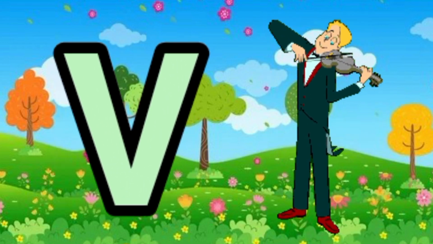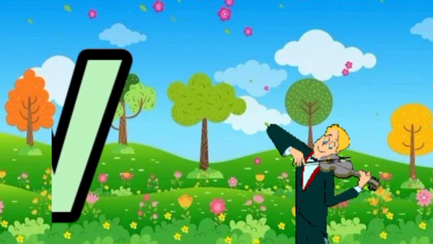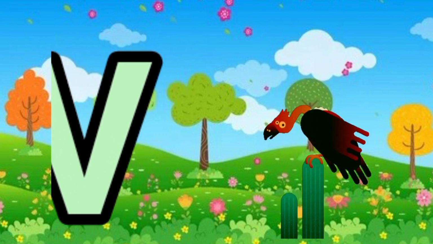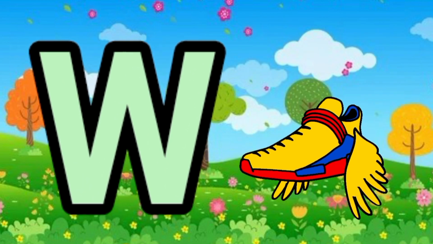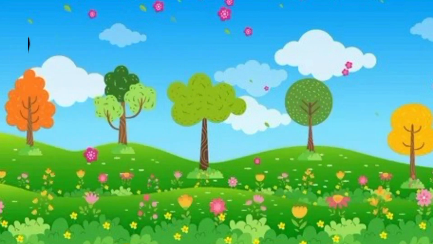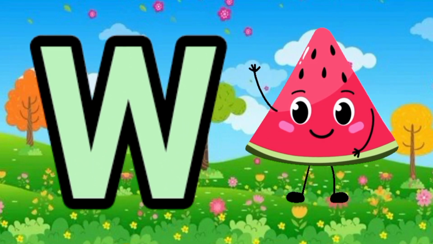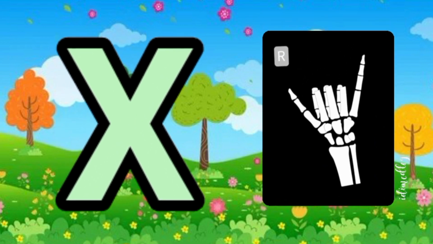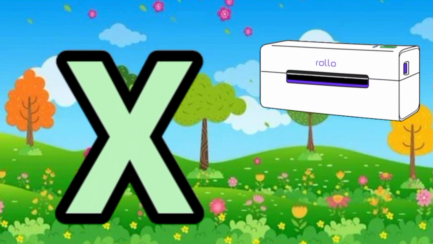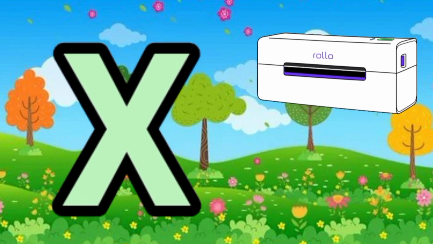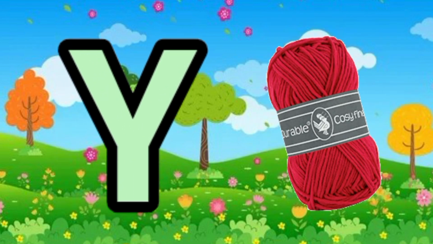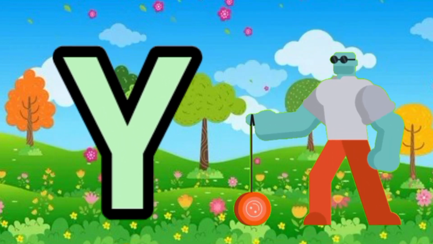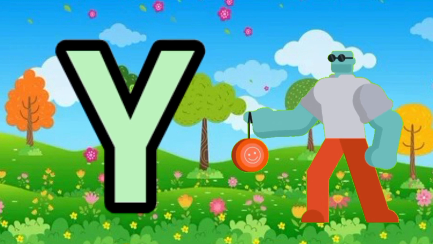V for violin. V for vulture. W for wings. W for watermelon. X for x-ray. X for giraffe. Y for yarn. Y for yo-yo.